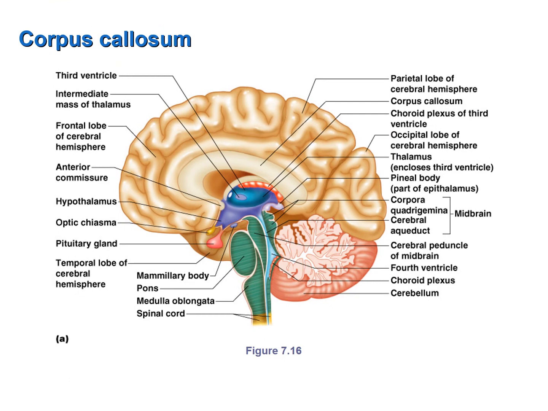One very prominent mass of white matter is the corpus callosum. The corpus callosum consists of fiber tracts which allow the right and left hemispheres to communicate with one another.